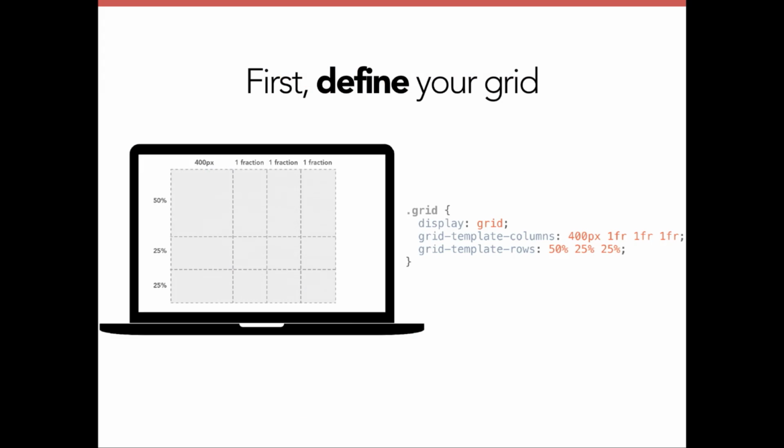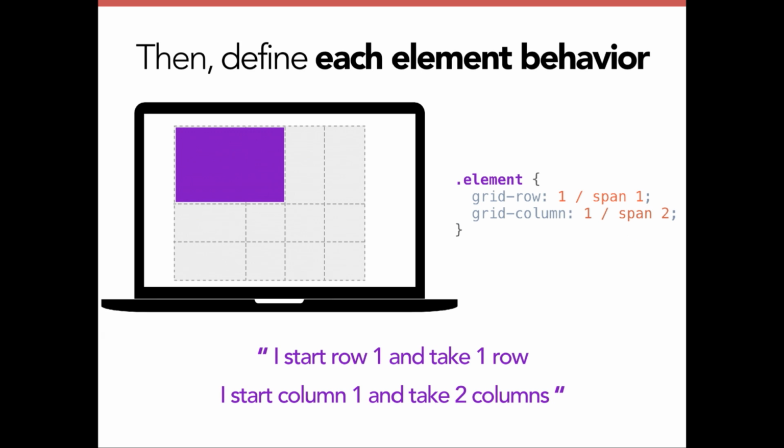All right, so the first step is to define the grid and the different columns and the different rows of the grid. And then you will see it's really cool because you can select any element in the grid and decide how many columns it takes, how many rows it takes, where it's positioned. So I give you a first example. Here I select the purple element and I try to translate the code into English.